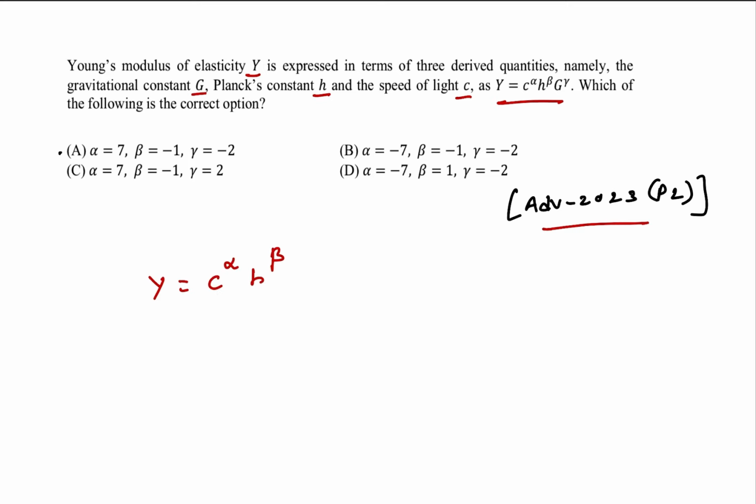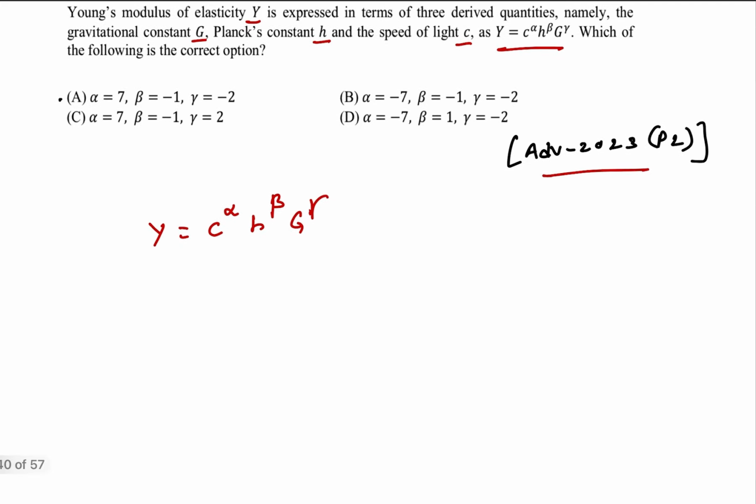They have given Y is equal to C power alpha, H power beta, G power gamma. Again, you need to calculate what alpha, beta, gamma are. For every question, you can easily get the 3 marks or 4 marks as per the given question. You can check that. Dimension of Y, Young's modulus. So, first you should know what the dimensional formula of Y is.